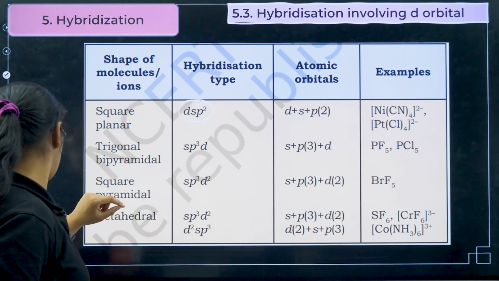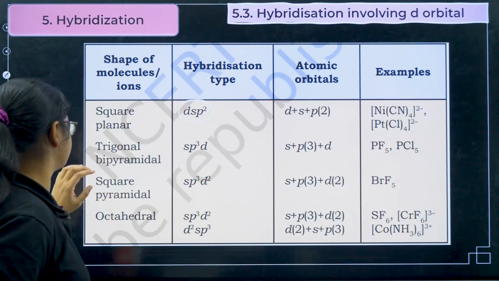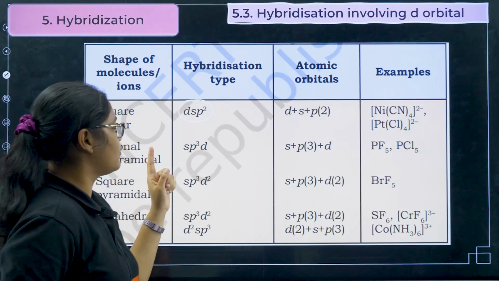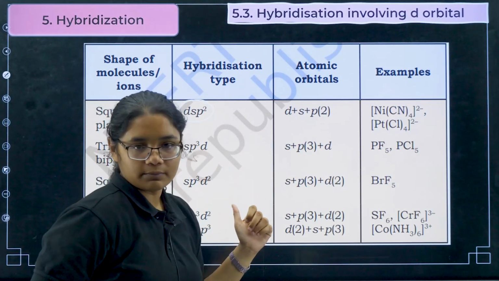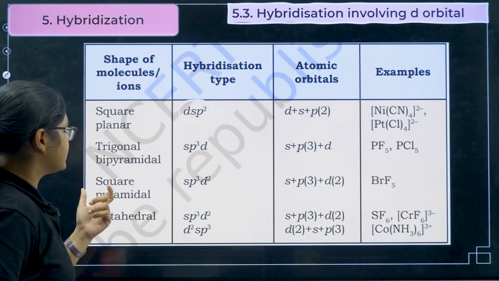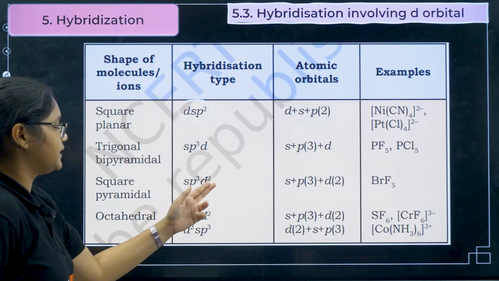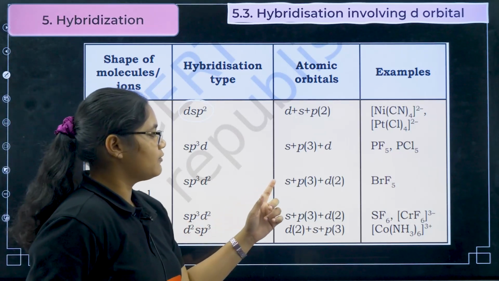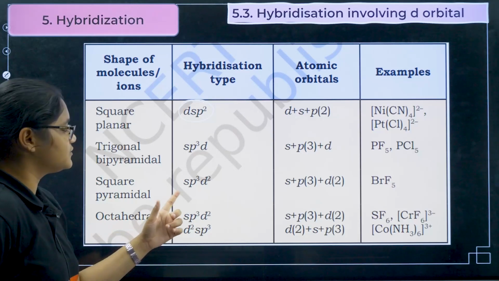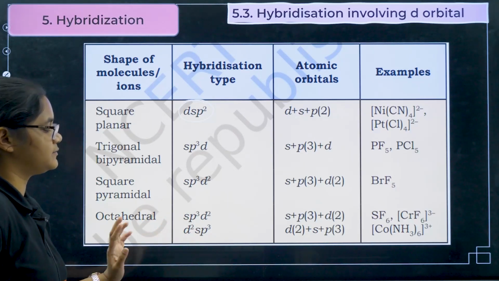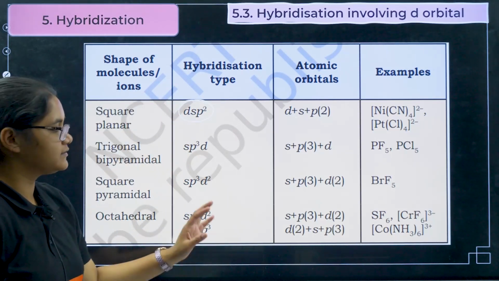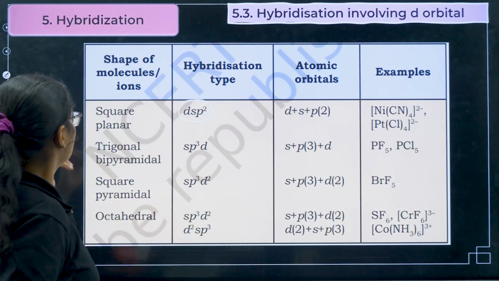Next we have trigonal bipyramidal, sp3d hybridization. Here you have 1s, 3p and 1d orbital, and here you have PF5 and PCl5 as examples. Next, for square pyramidal you have sp3d2 hybridization. Here you have 1s, 3p and 2d, example is BrF5, and the octahedral shape also has sp3d2 hybridization and d2sp3 hybridization, both are possible. Here also we can see the examples. Okay, so please remember this table with the examples.